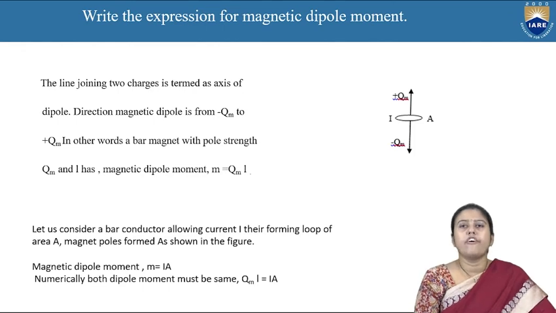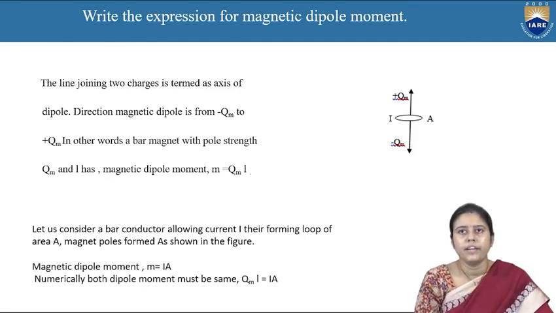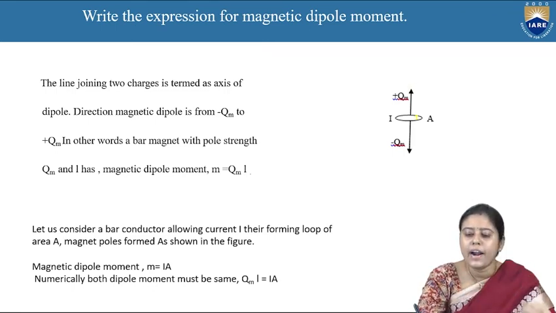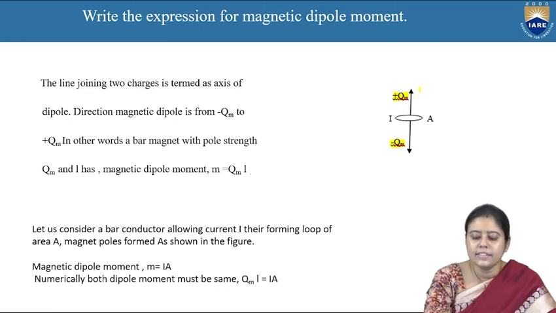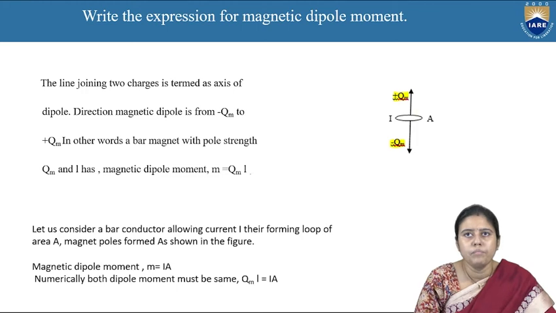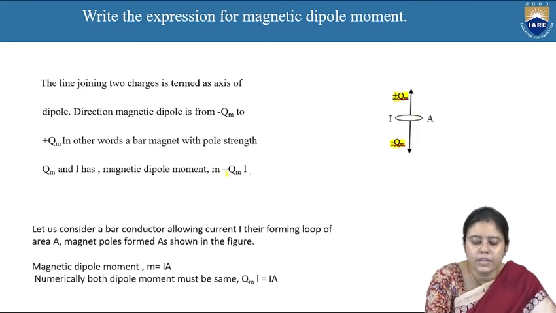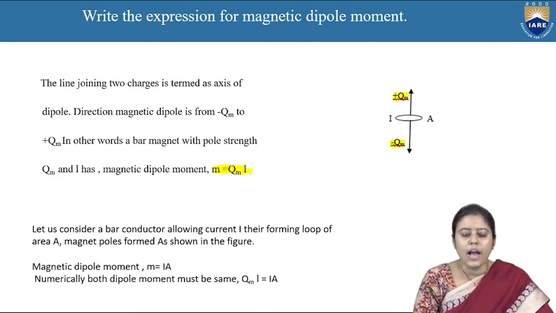Write the expression for magnetic dipole moment. We will discuss the expression for the magnetic dipole moment. We have already discussed that if we take a bar magnet, one charge is plus QM and another charge is minus QM, and they are at a distance of L meter. Due to this, it will feel some dipole moment. The dipole moment value is M equals QM into L.